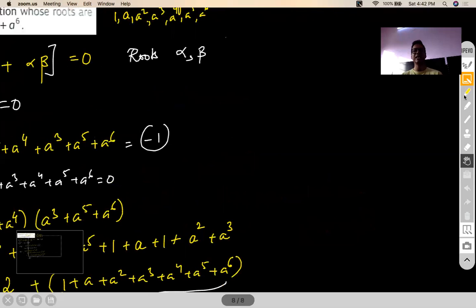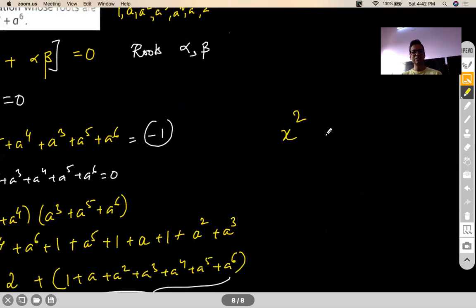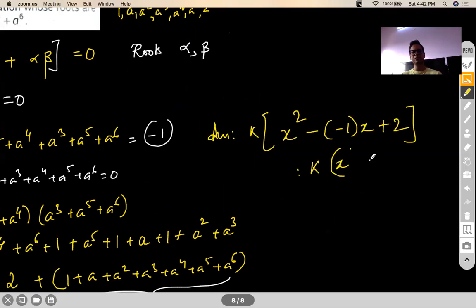So the quadratic will be x square minus 1x, correct? Plus the product. So you can multiply with k also, no issues. So this will be your answer. So it's k times x square plus x plus 2. Is it fine? Any questions? This k could be any number. Is it fine?